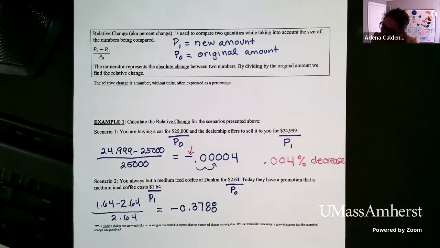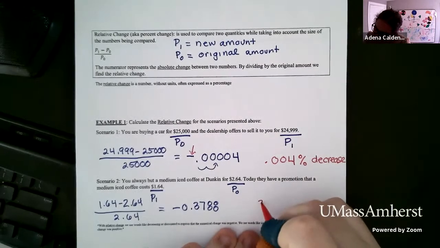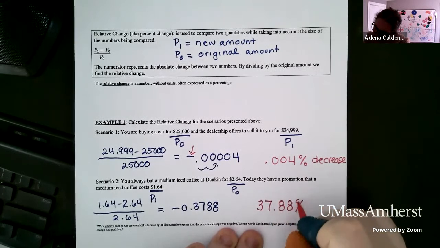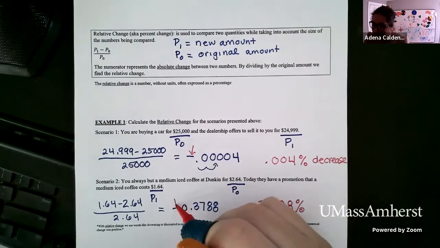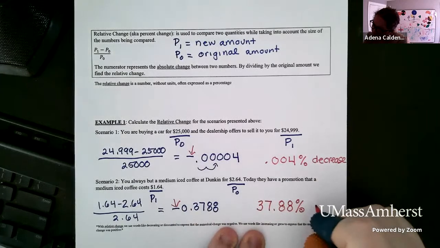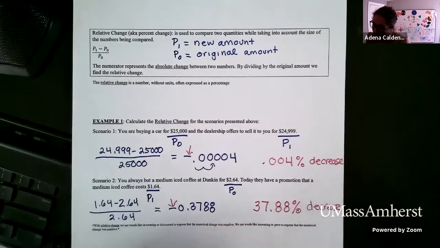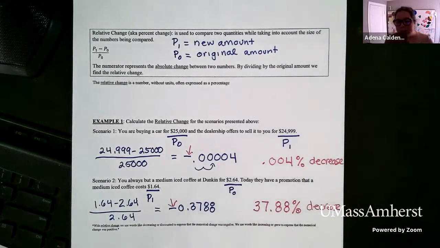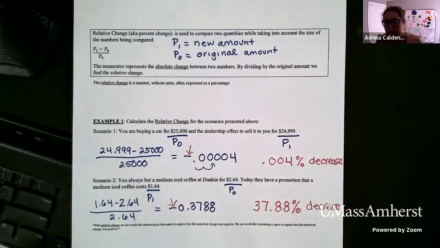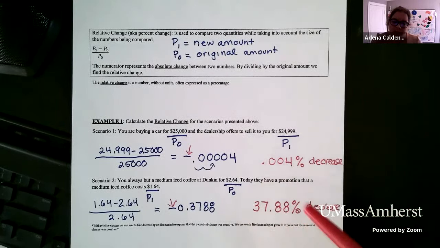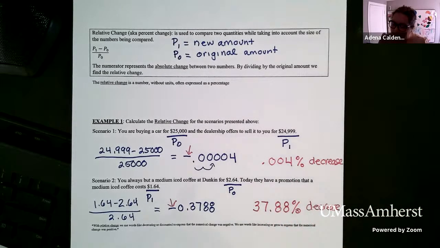Now we want to convert this to talk about it. To turn it into a percentage, we move the decimal point over 2 places, 37.88%. And because it's negative, this was a decrease in price. Obviously the 37.88% decrease is far more substantial than the first one. So we can see that relatively the $1 discount made more of an impact on the coffee, which you may have suspected.